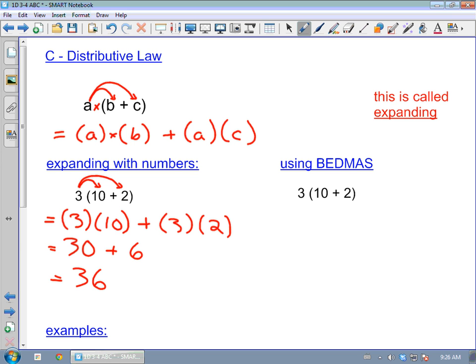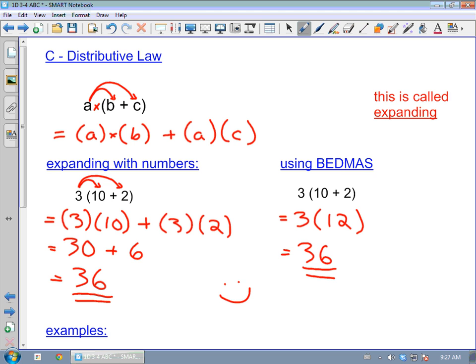I could have also done it using BEDMAS. I could have done the operation inside the brackets first. So keep the 3 out front. This is 3 times, and then 10 plus 2 would be 12. And then 3 times 12 gives me 36. So notice our two answers here are the same, which we are happy about because it shows us that this distributive property actually works.